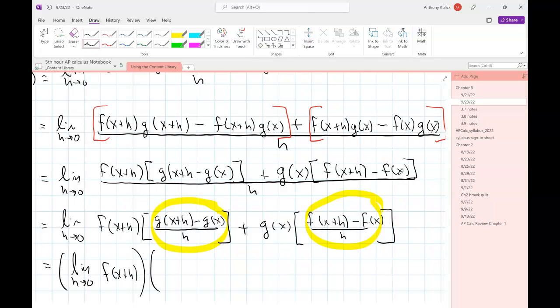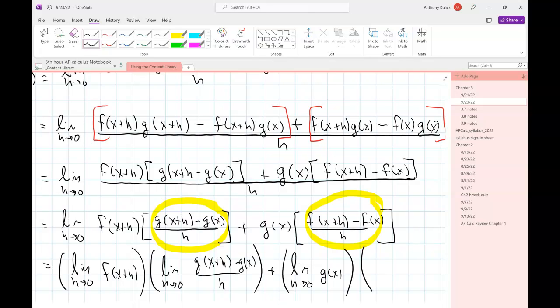So I have a limit of f of x plus h. I have a limit attached to this difference quotient. I have a limit attached to the g of x. And I have a limit attached to the last difference quotient.